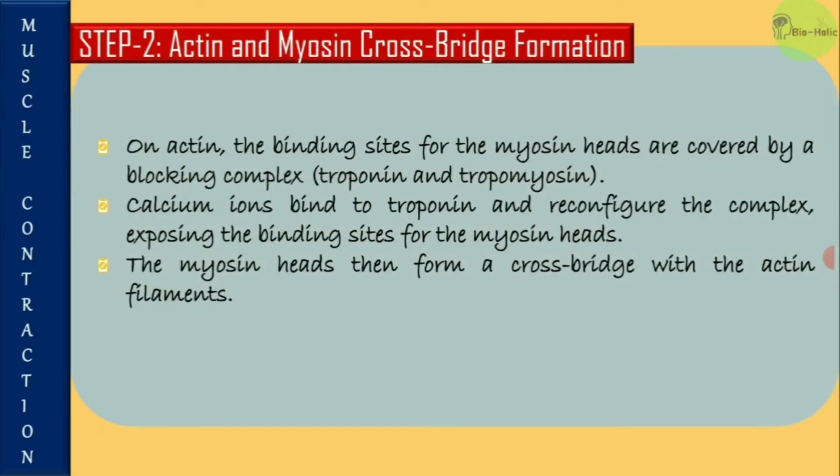Now the step 2, actin-myosin cross-bridge formation. On actin, the binding sites of the myosin heads are covered by a blocking complex, that is by the troponin and tropomyosin. But calcium ions, after they get released, bind to troponin and reconfigure the complex, exposing the binding sites for the myosin heads. And the myosin heads then form a cross bridge with the actin filaments.